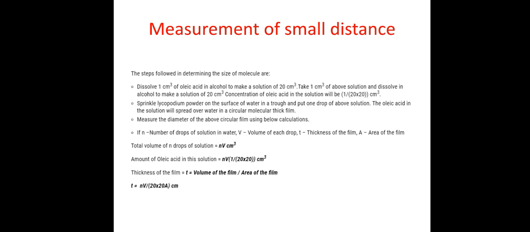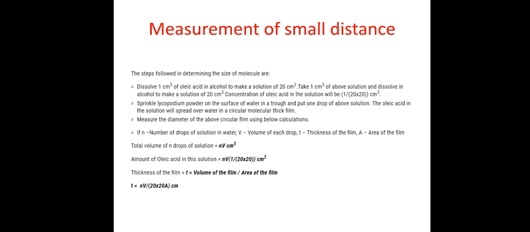If n is the number of drops of the solution in water, b is the volume of each drop, t is the thickness of the film, and a is the area of the film, then the total volume of n drops is n times b cm³. The amount of oleic acid is n times b into 1 by the area, 20 into 20. This is the concentration of the oleic acid, how much oleic acid is present.